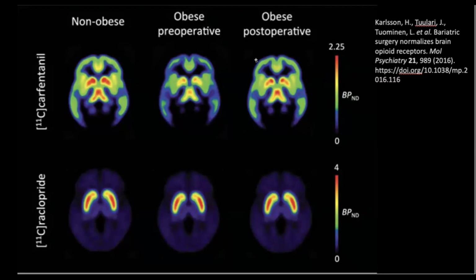before surgery, and then an increase in the mu opioid receptor levels, very close to what we observed in the non-obese individuals in the beginning, and saw no similar plasticity in the dopamine 2 receptor levels in the brain.